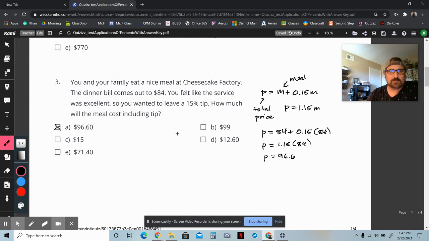All right. Because it asks you for what? How much is the meal, including tip? It doesn't ask you for just the tip. The tip is 15% of 84, but that's not what it asks for. The tip would be the $12.60.